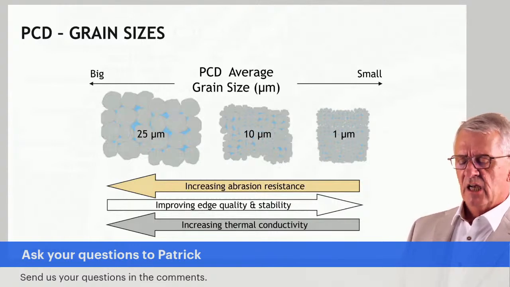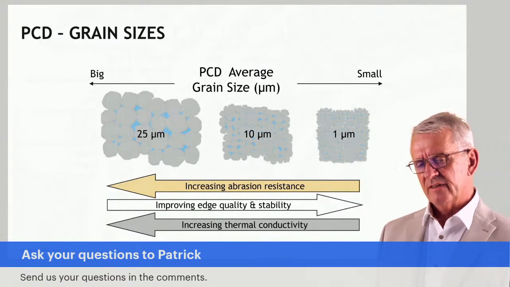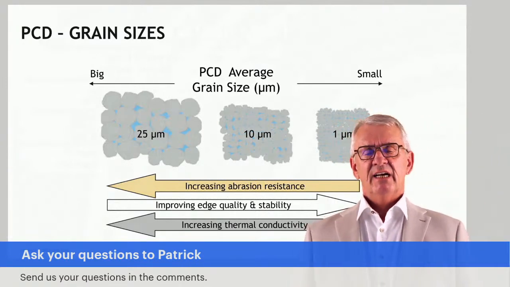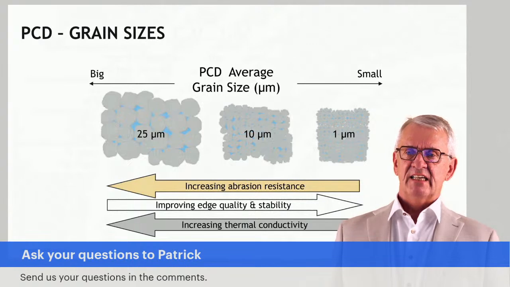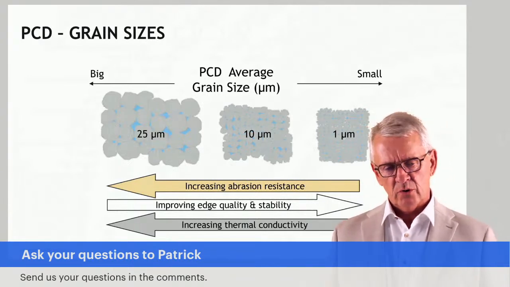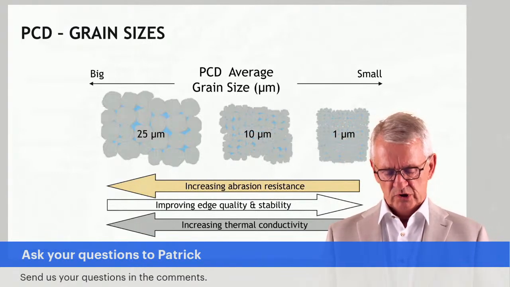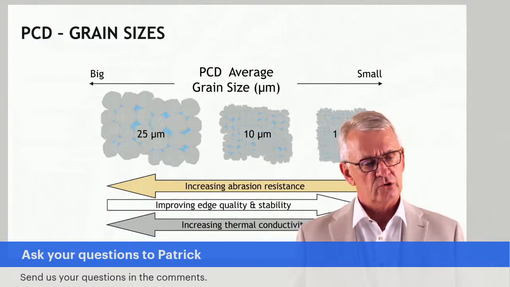Talking about grain sizes, you have to see it like this: from a machining perspective, from a cutting perspective, big grains are best, because they give you higher abrasion resistance, they give you higher thermal conductivity, all good things when it comes to the properties a cutting material must have when you do machining.